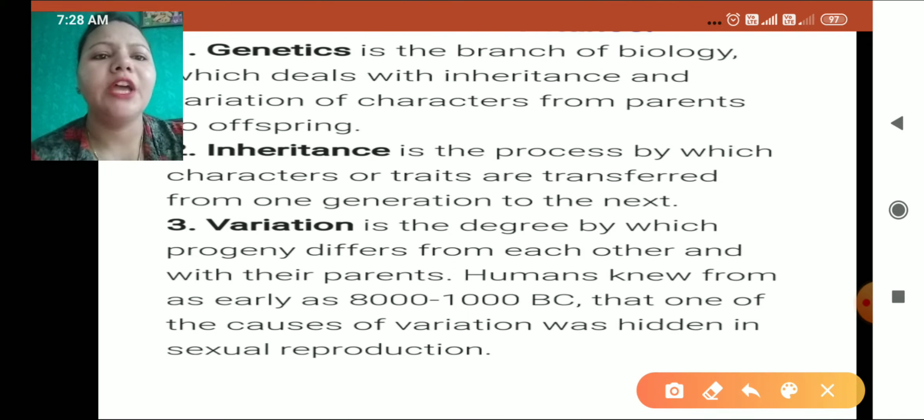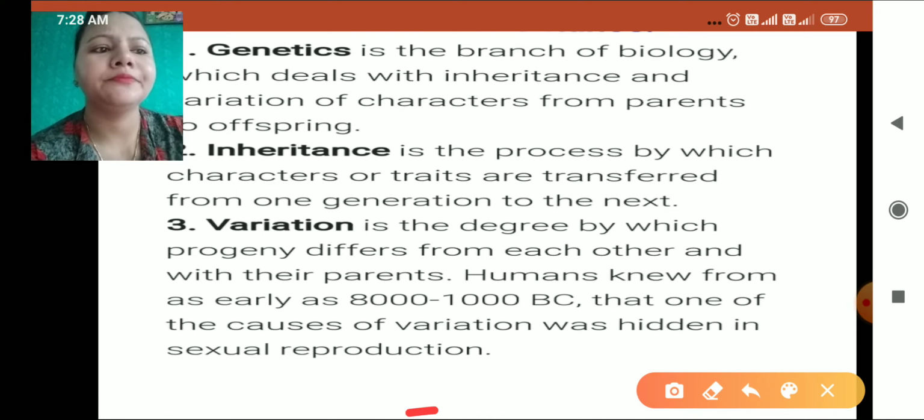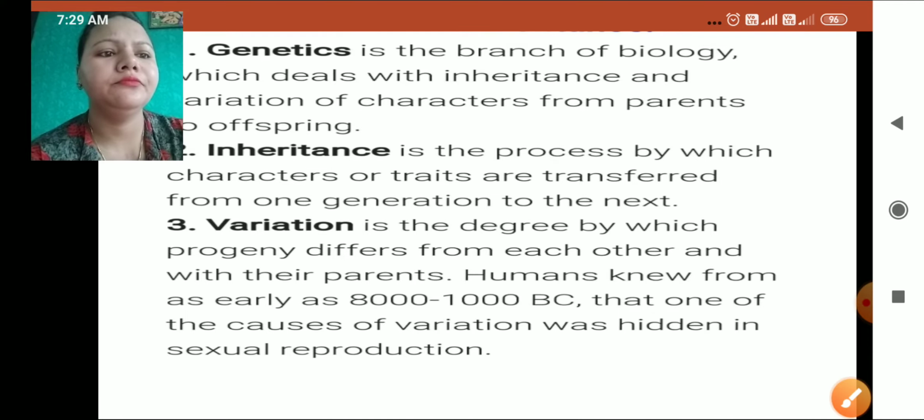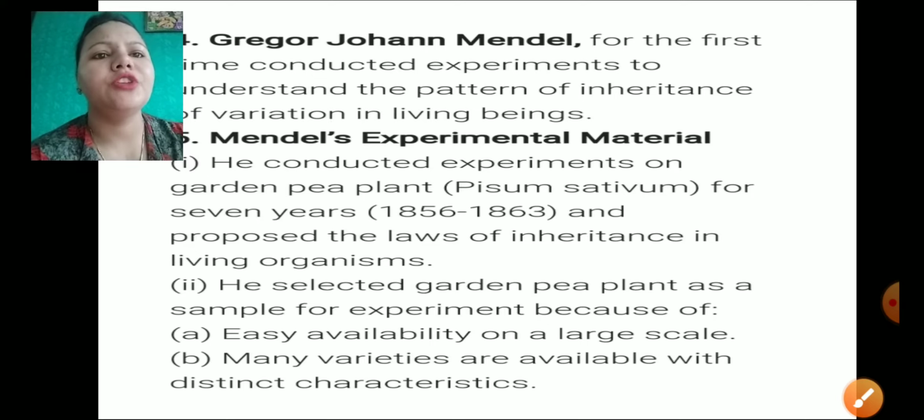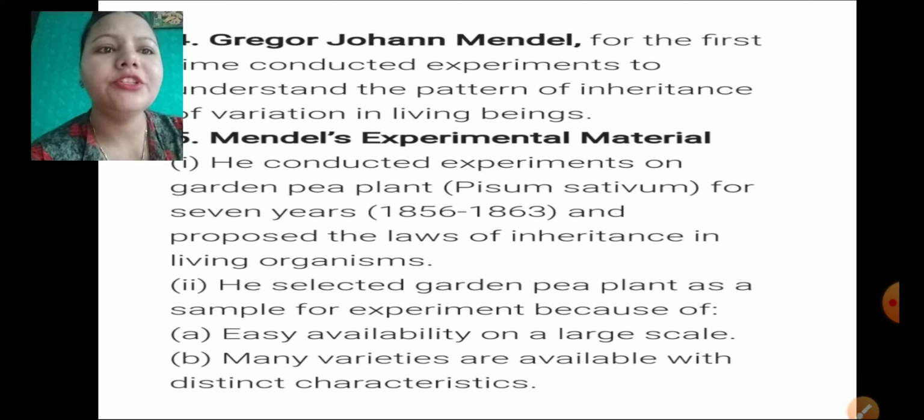Now, next we have variation. Variations are the changes or the differences between the parents and the offsprings. Next, George John Mendel. He is known as the father of genetics. He conducted experiments and explained the laws of inheritance and variations.